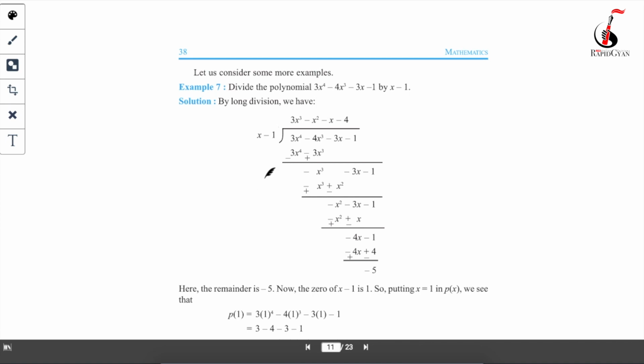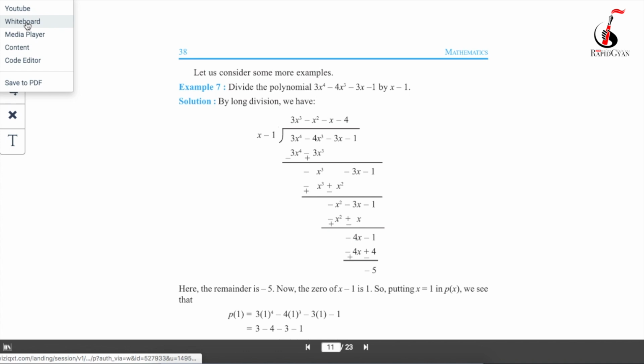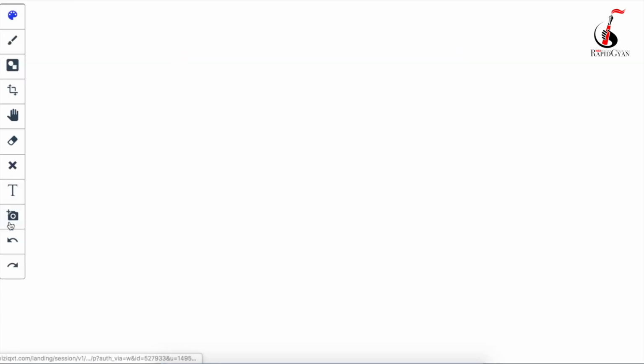Next question is saying divide 3x to the power 4 minus 4x cube minus 3x minus 1. Let me take it to the next page. Let me take the screenshot from here and I will just simply upload it on the next board.